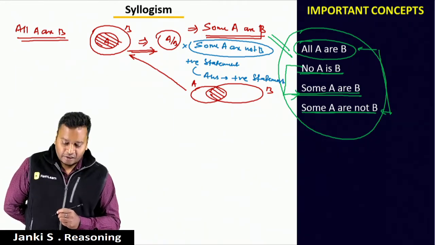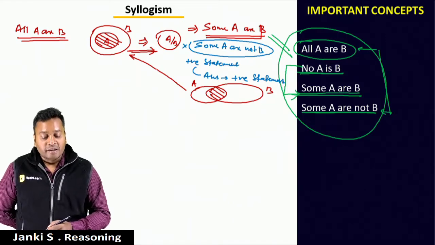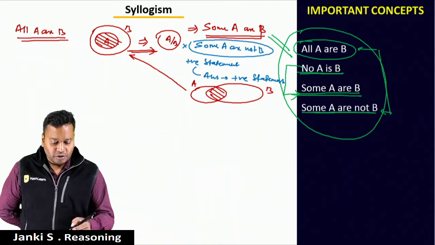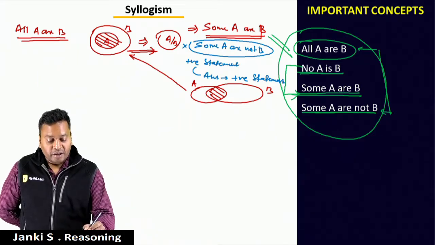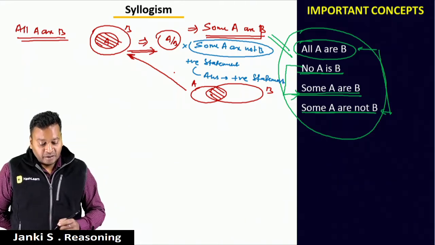So this also represents it, right? Now in this case also it's some A are B. So what does it mean? Again, some A are not B is not possible, because my diagram can look like this, or my diagram can look like this, right? So that's a learning here.